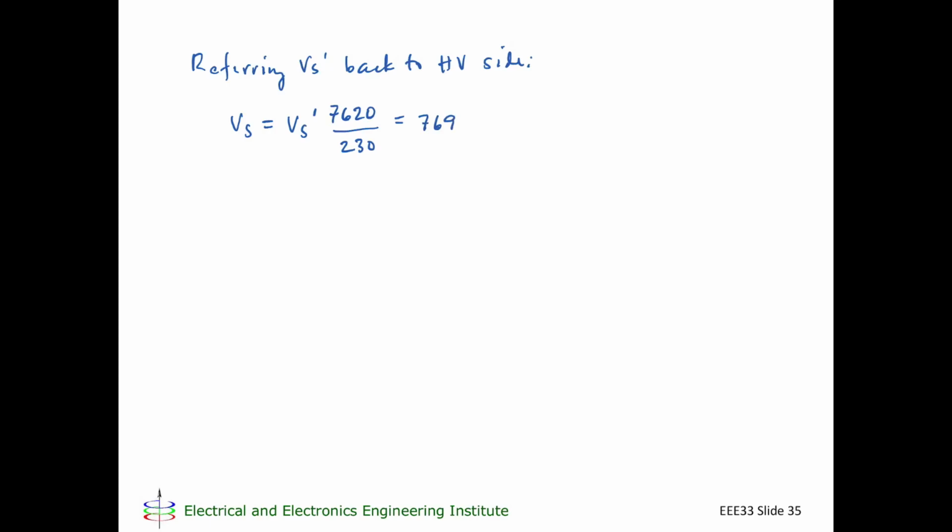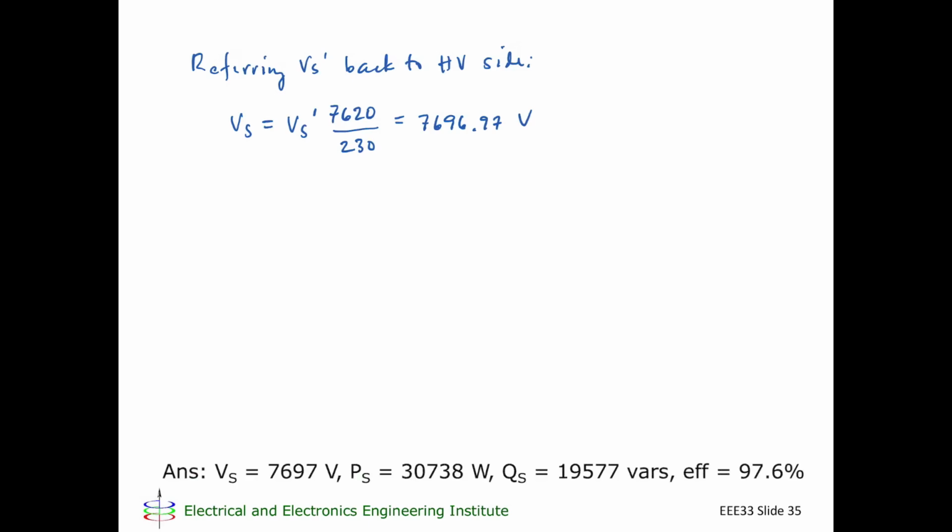We want to refer V_S back to the high voltage side. So referring V_S prime back to the high voltage side, I have V_S is equal to V_S prime times the inverse of my turns ratio. So this is 7620 over 230, which will give me 7696.97 volts. So these are my answers. This is V_S.